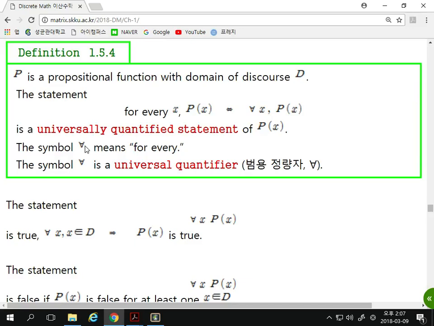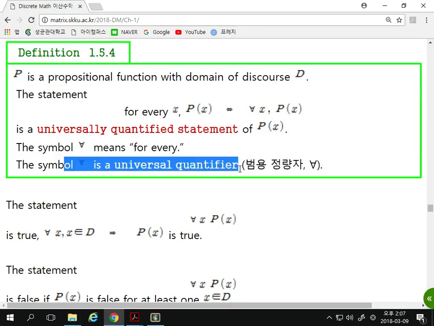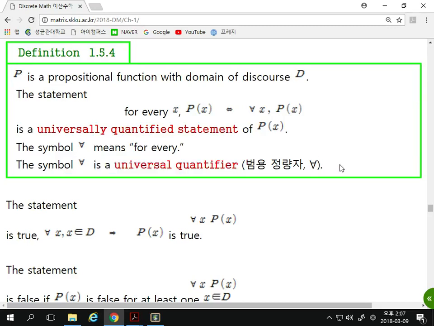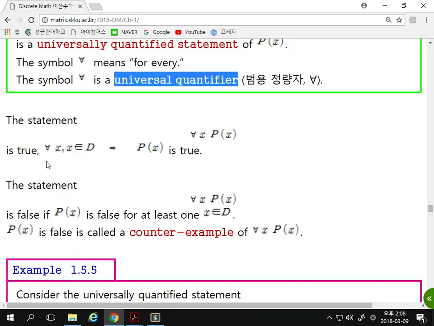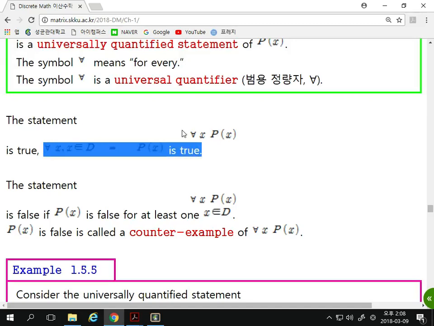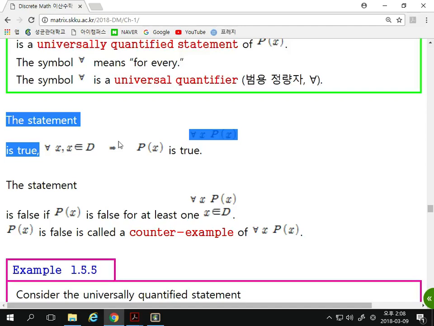So here the symbol, the flipped A, means "for every". The symbol ∀ is called the universal quantifier. 이걸 그 범용 정량자, 우리말로는 쓰는데, A를 뒤집어 놓은 자를 써서, for every 이렇게 쓰지 않고, 이렇게 simplify 해서 이렇게 씁니다. Yeah, we use this statement in this form with this universal quantifier, flipped A. So for all x, P(x) is true. For all x in D, P(x) is true. If this statement is true, then we can write it in this form: for all x in D, P(x) is always true.